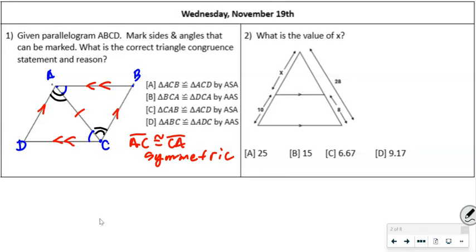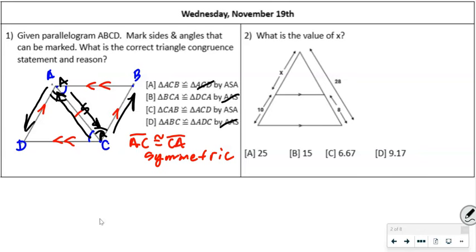Again, alternate interior angles. So ACB, so first of all, why are they congruent? Because we have an angle, then we have a side, then we have an angle, right? So angle, side, angle is going to be our answer. So these two are definitely not our answer. So then we're just trying to see which one is the correct statement. So if we say ACB, then we would have CAD, right? So that's not the statement here.